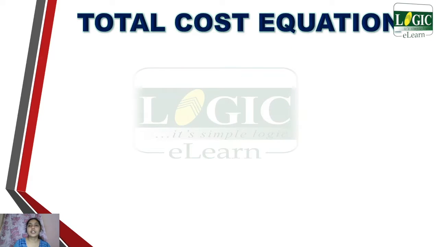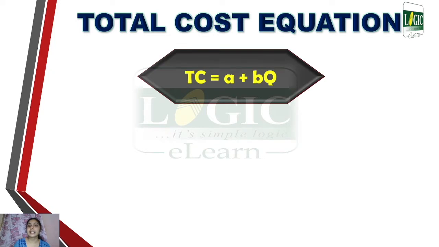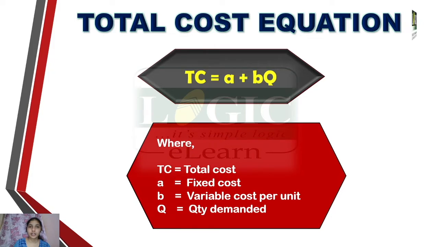Then we have the total cost equation. We know the total cost is the sum of fixed cost as well as variable cost. Therefore, the equation is TC is equal to A plus BQ, where A is the fixed cost, which is an independent variable. B is the variable cost per unit, which is a dependent variable. It is dependent on the activity level. Here the activity level is quantity demanded, Q. With this equation, we can find the total cost incurred by a company.